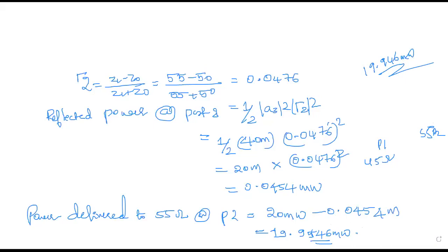In an H-plane T junction, compute the power delivered to the loads, 40 ohm and 60 ohm, connected to arms 1 and 2, when 10 milliwatt power is delivered to matched port 3.